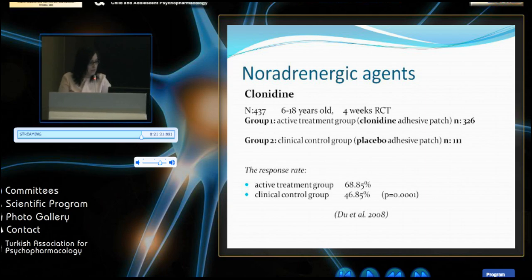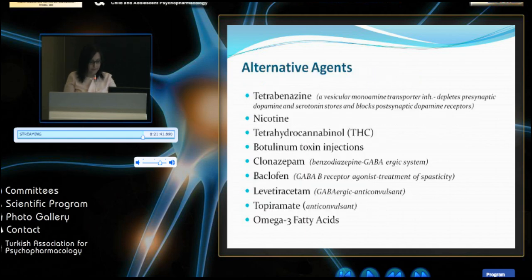And this is a new study from 2008. And the number of participants is very high. 326 were included in group 1 with clonidine, and 111 included in the placebo group. And in the clonidine group, the response rate is very high.